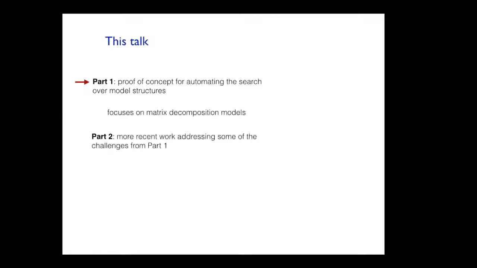So in the first part of this talk, I'll give a proof of concept for the automation of search over model structures. And I'll focus in particular on the space of matrix decomposition models. In the second part of the talk, I'll go back and revisit some particular topics from the first part of the talk, which we can expand on and make more precise or more broadly applicable. So I'll first look at the first stage of the pipeline, designing a model. And I'm focusing in particular on matrix decompositions.